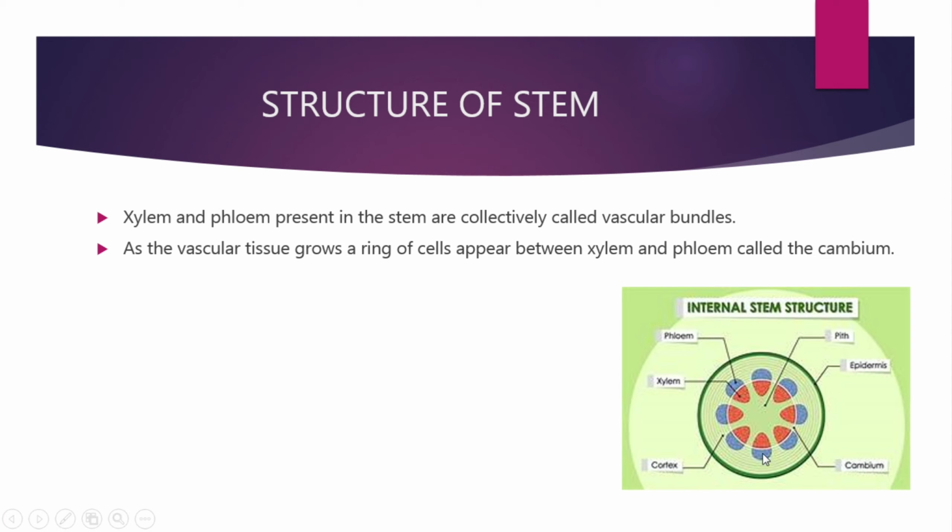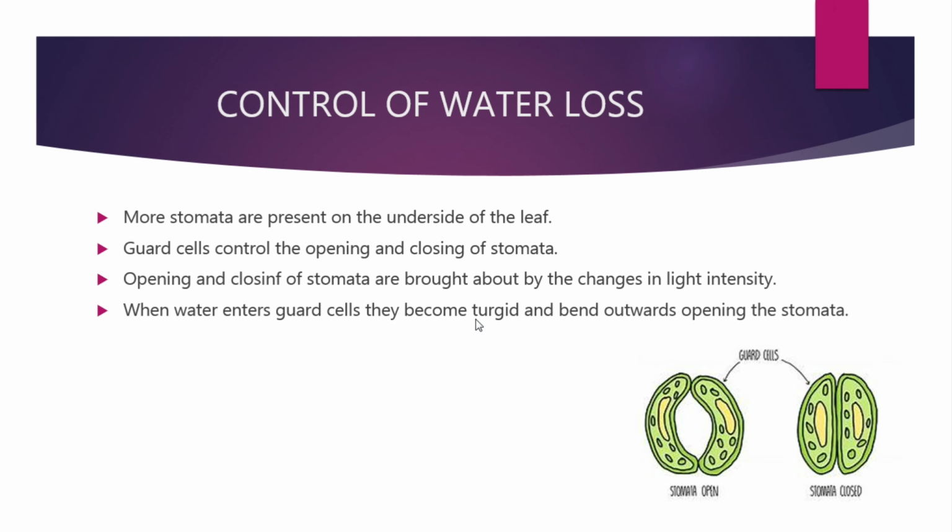The cortex is the leftover area of the plant, and the epidermis is the outer layer of the plant. And the pith is the hollow tube between the xylem and the phloem. Not a hollow tube exactly, a space left between xylem and phloem inside the stem.